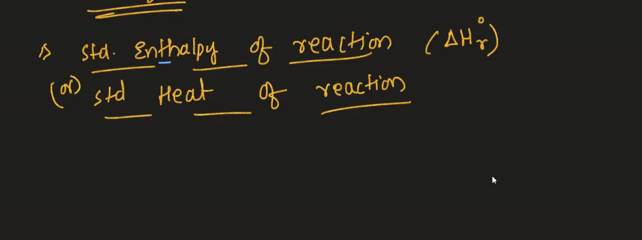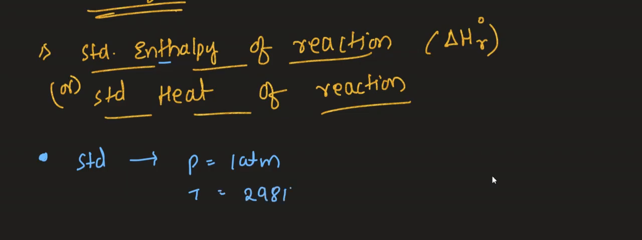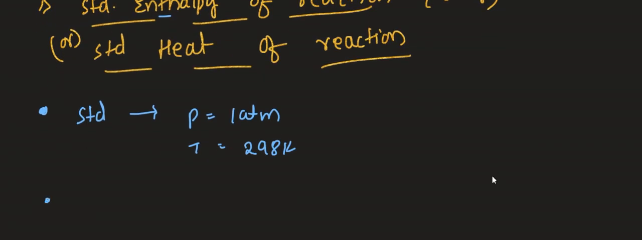Okay, so what are the conditions they say? What is the meaning of standard condition? First of all, what is the meaning of standard condition? You say the chemical reaction is under standard condition whenever the pressure is what? 1 atmosphere. And the temperature must be 298 Kelvin. At this condition, you can say that the chemical reaction is under which condition? Standard condition.